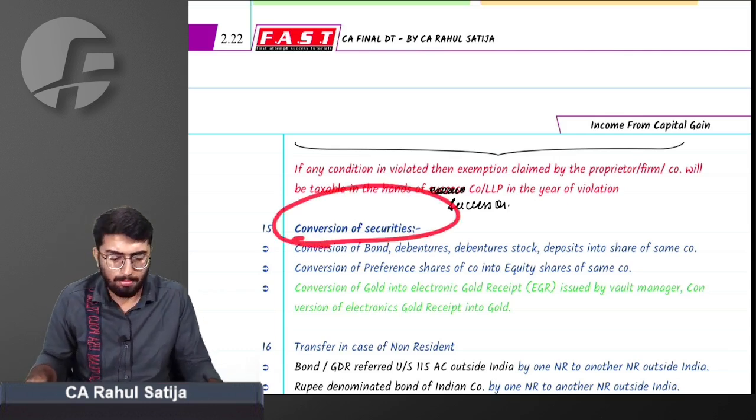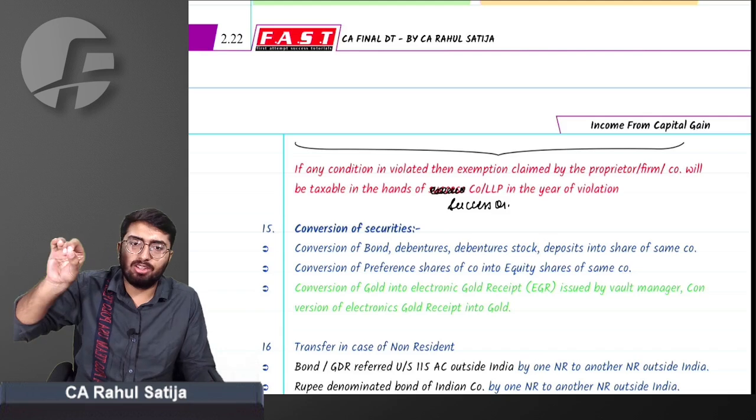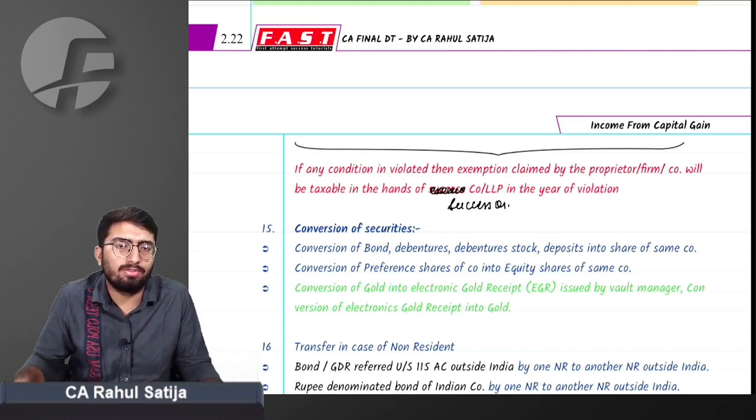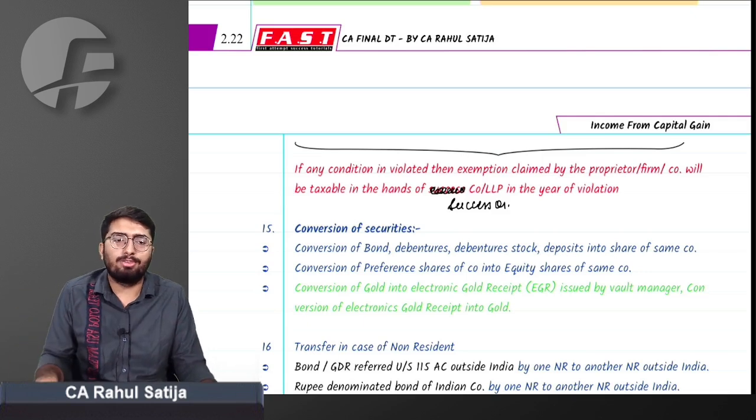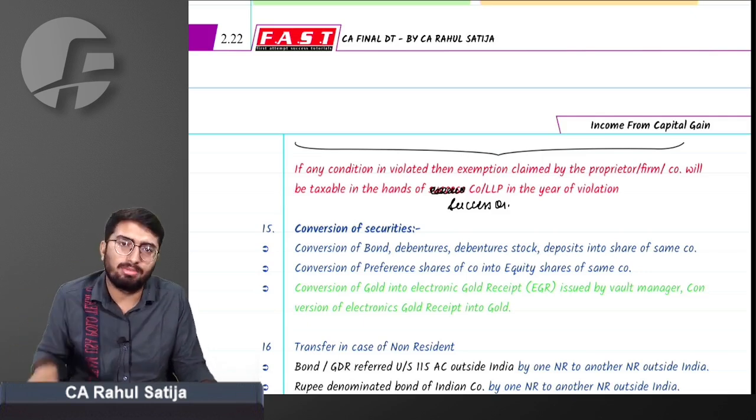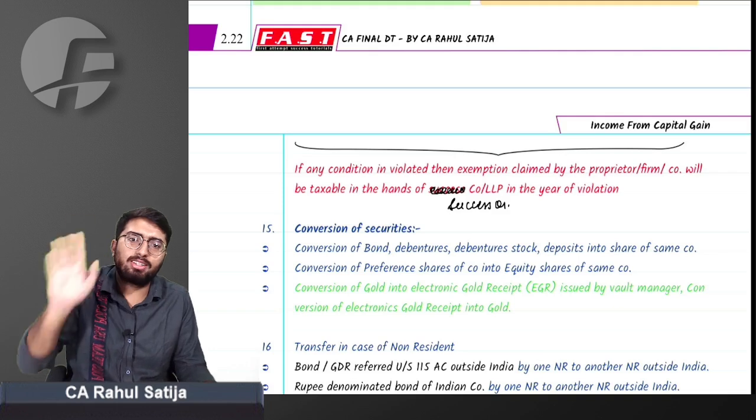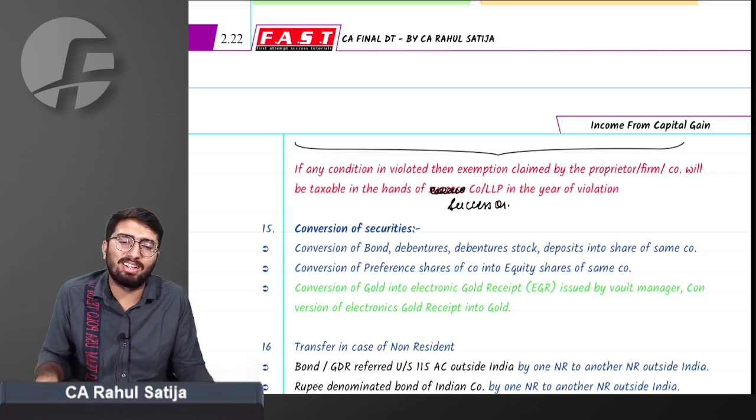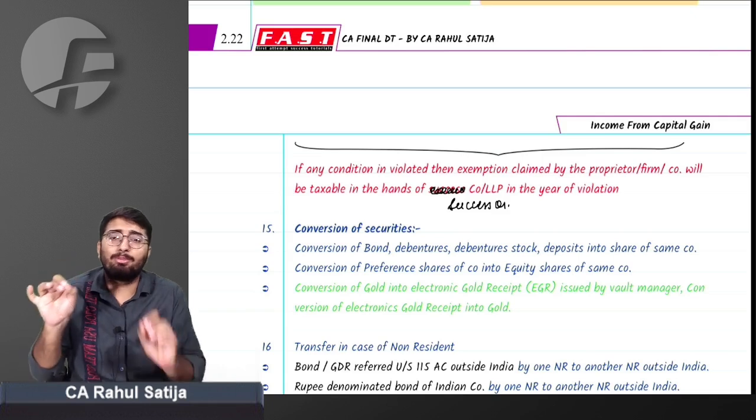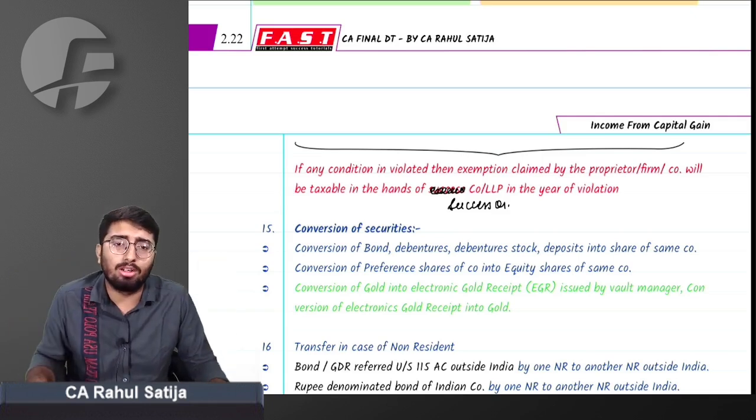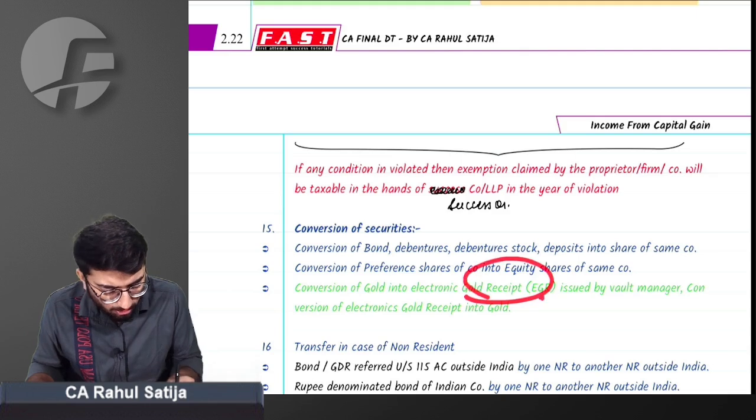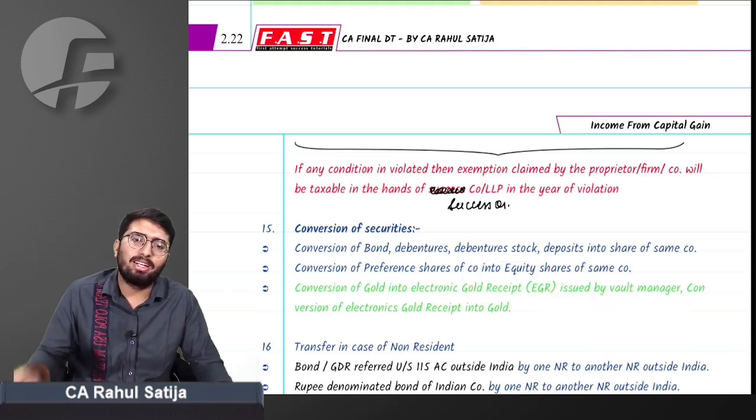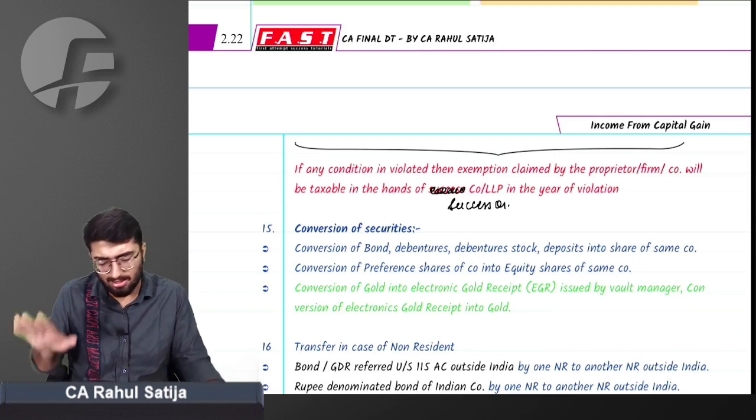Conversion of securities. If any debenture stocks or any kind of deposits are being converted into shares of the same company, will it be an exempt transfer or a taxable transfer? It will be an exempt transfer. If any preference shares are converted into shares of the same company, it will be an exempt transfer. Or if any physical gold is being converted to digital gold at a gold vault, or such gold deposits, EGR, electronic gold receipts issued by the vault manager, then it will be an exempt transfer. These are simple things.